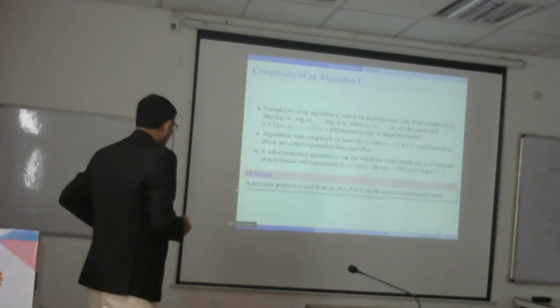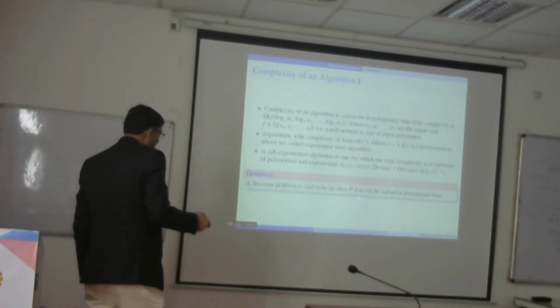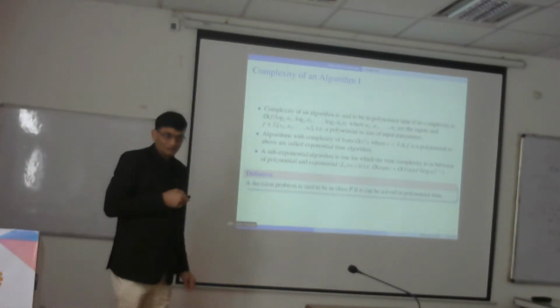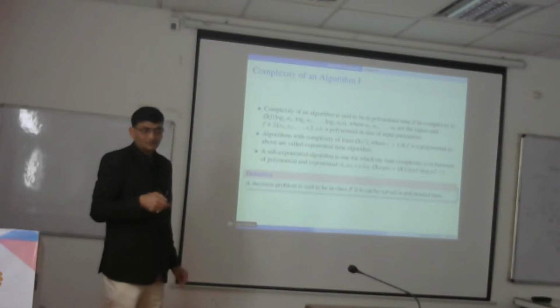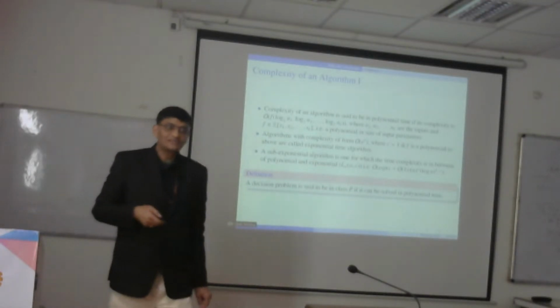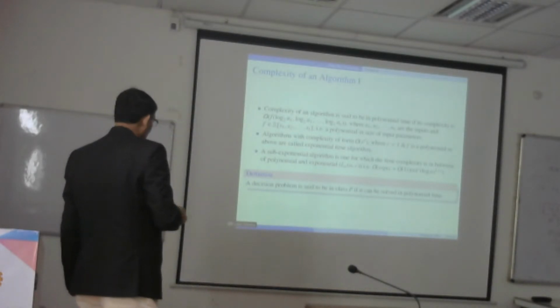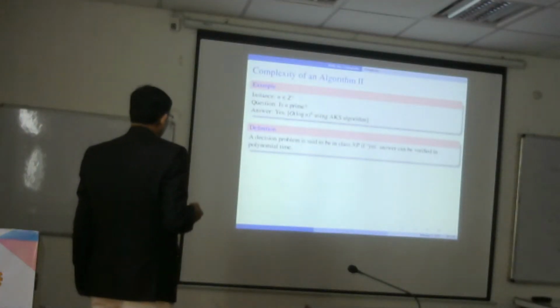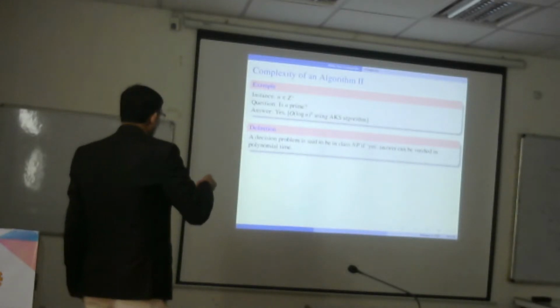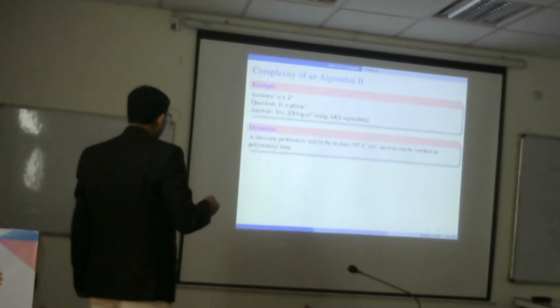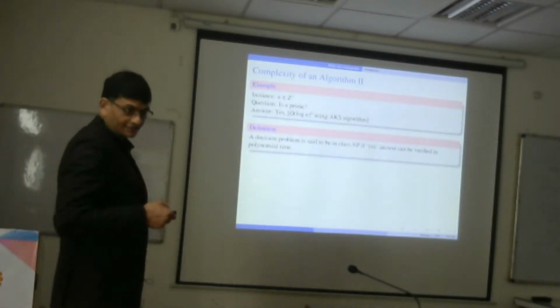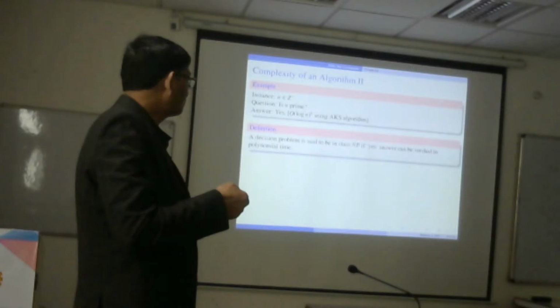A decision problem is said to be class P if it can be solved in polynomial time. All encryption algorithms are basically polynomial time algorithms. Now the complexity of the algorithm for an instance n, a positive integer, asking whether n is prime: the answer is log n to the power 6, because it is polynomial in the size of n.